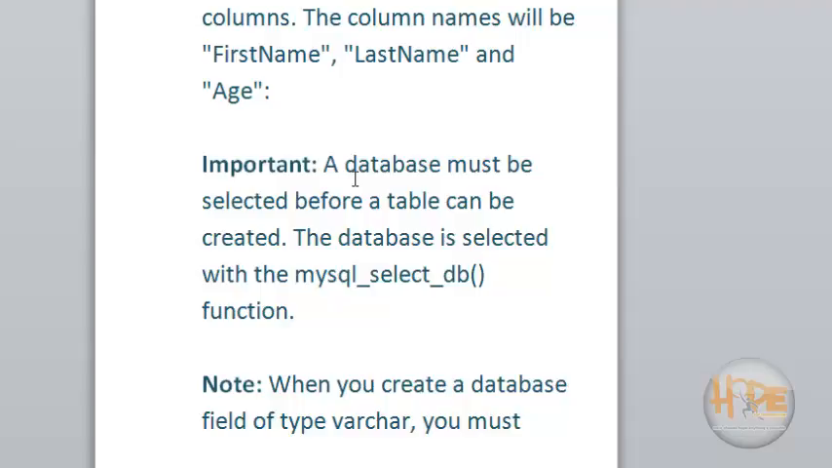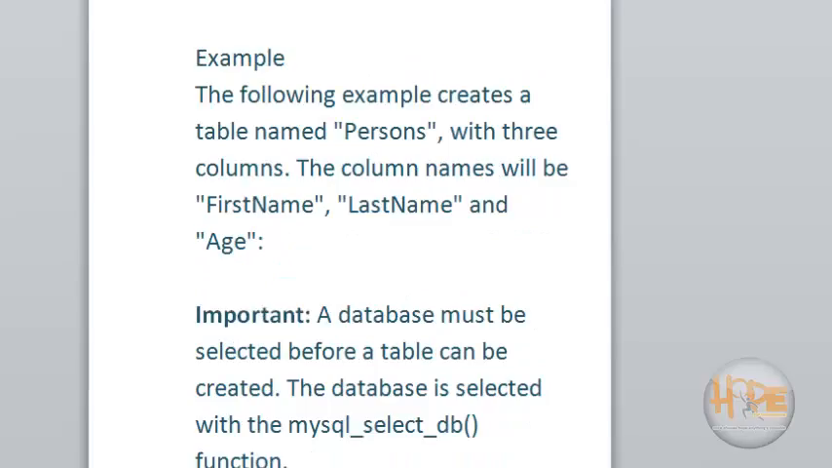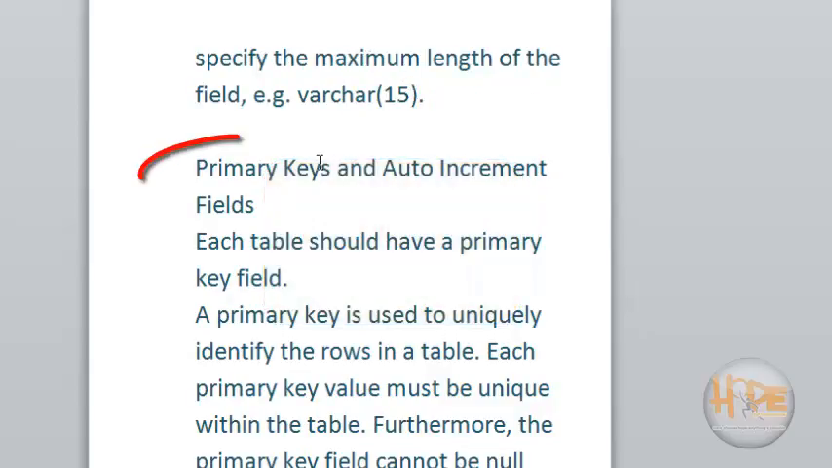Some important note is a database must be selected before a table can be created. The database is selected with the mysql_select_db function. There are some rules while create a database field of type varchar. You must specify the maximum length of the field like varchar its size 15. Then you can apply also primary keys and auto increment fields. Let's see one example.